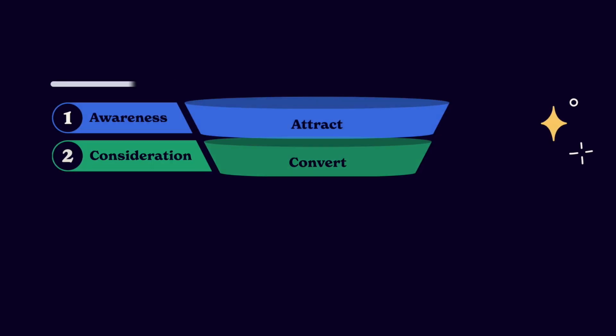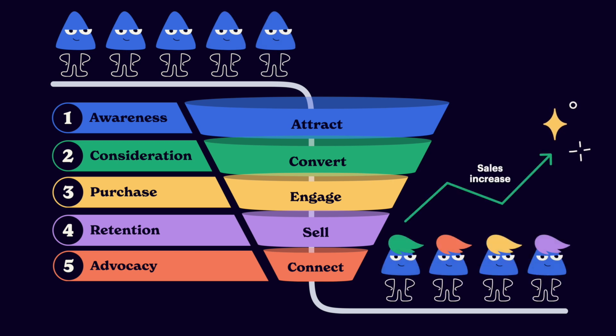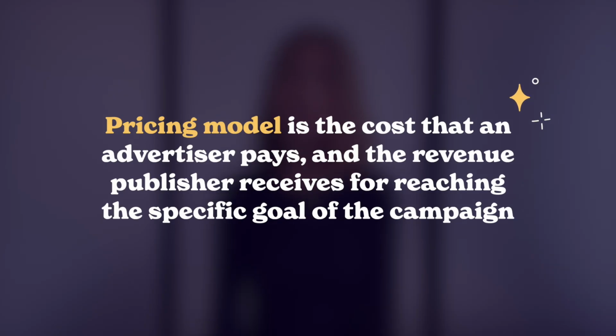Let's start with the basics: how to determine the price for a digital ad. The short answer is, it depends on the metrics you use. The most common metrics are impressions, clicks, installs, sales, and so on. The metrics you choose depend on the goals of your ad campaign, which in turn you must define regarding the marketing funnel stage. So, simply put, a pricing model is the cost that an advertiser pays and the revenue a publisher receives for reaching the specific goal of the campaign.